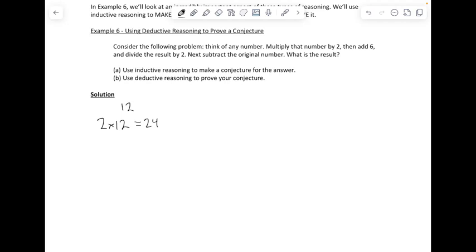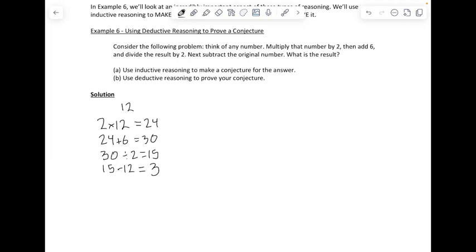The next step is to add 6. 24 plus 6 equals 30. The next step is to divide by 2. 30 divided by 2 equals 15. And finally, the last step is to subtract the original number. 15 minus 12 equals 3. So our final result is 3.